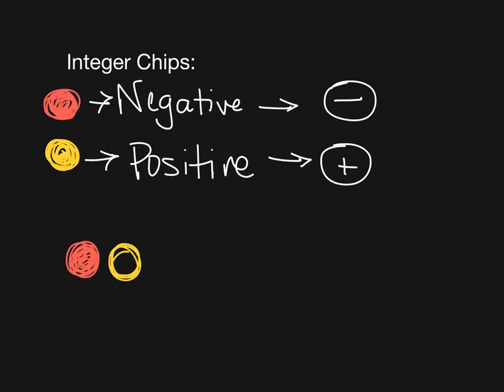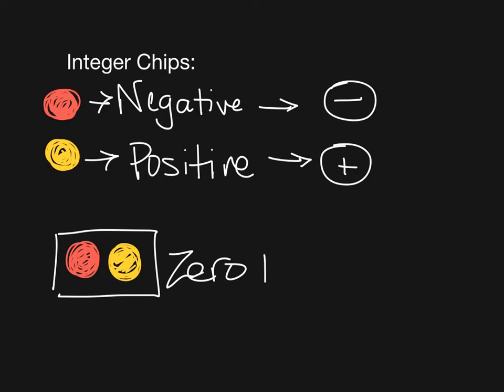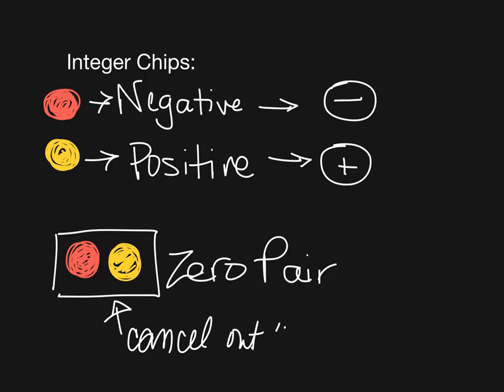The next thing that it's important that you understand is that when you have a negative chip with a positive chip, together they make a zero pair. You should already have this definition in your notebooks, but anytime you see a negative and a positive together, again, they cancel each other out, and we refer to them as a zero pair.